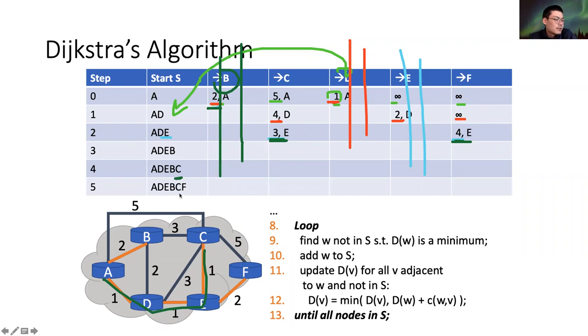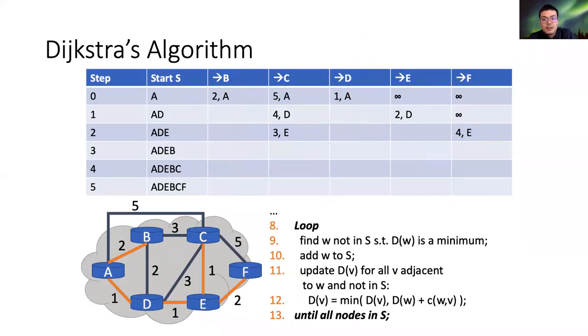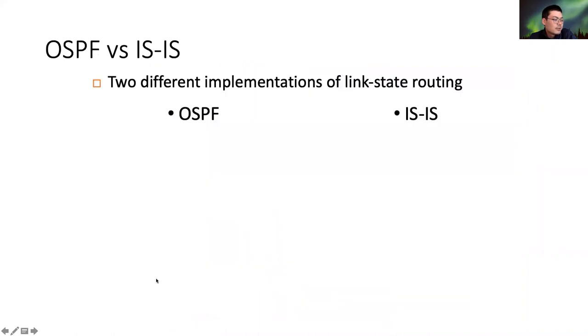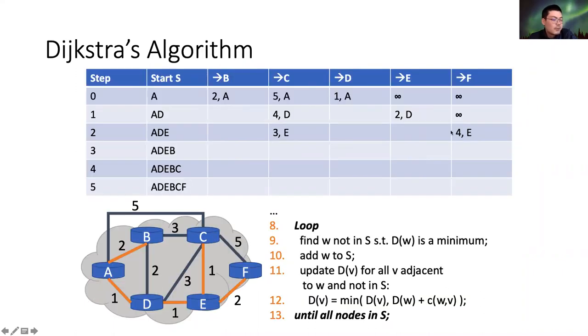So finally, you basically have a shortest path tree. It's formed by this orange edge, okay? Whenever you route, you will always route through the orange edge.